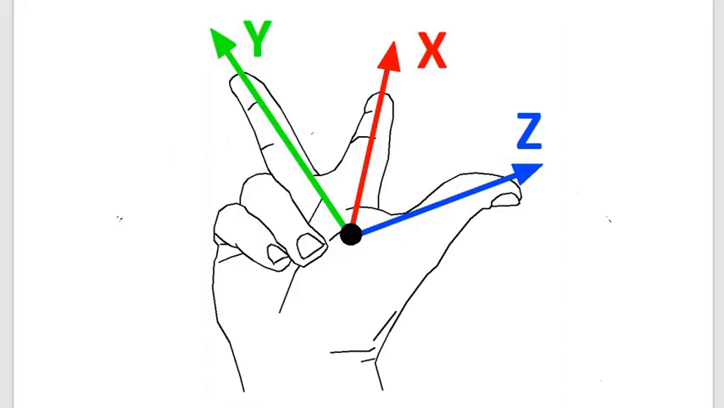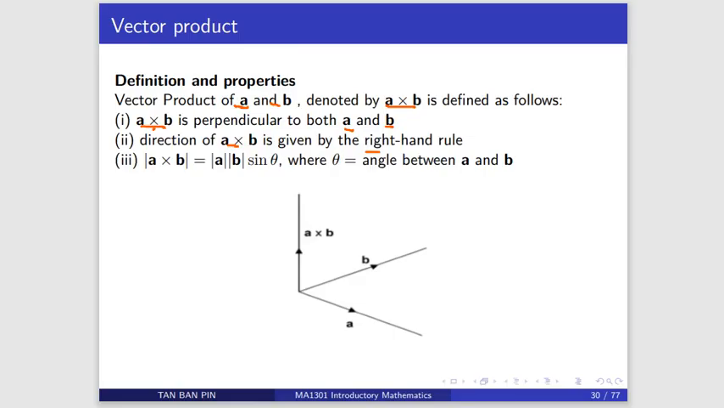The right-hand rule is what I mentioned earlier when you draw your X, Y, and Z axis. So you use your index finger to point to the vector A, the first vector A. Then your middle finger points to the vector B. Then the thumb will point to the direction of the vector A cross B. So the index finger will point to A, the middle finger points to B. Then your thumb will point to the vector A cross B.